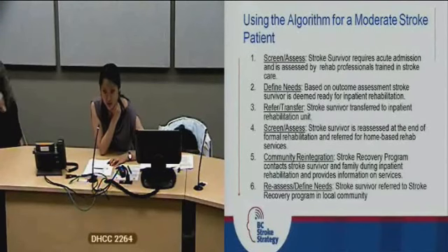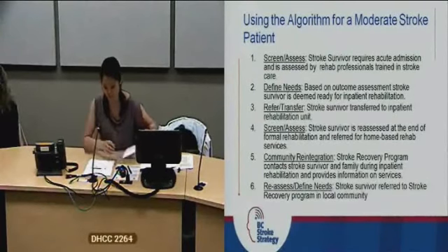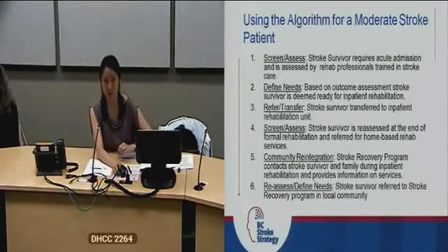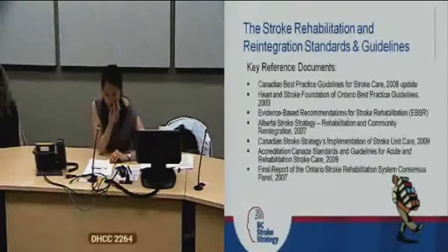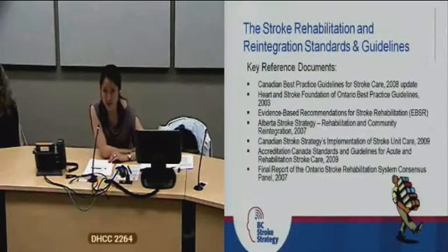In Section 4 of the Service Delivery Framework document, we have selected 18 best practice standards for stroke rehab that span the continuum all the way from admission to community reintegration. Those standards came from reviewing a whole bunch of documents from different sources, including the ones that you see here from the Canadian Best Practice Guidelines, the Alberta Strategy, and the Ontario Strategies. We've selected these 18 to try and keep things on a practical and doable level.